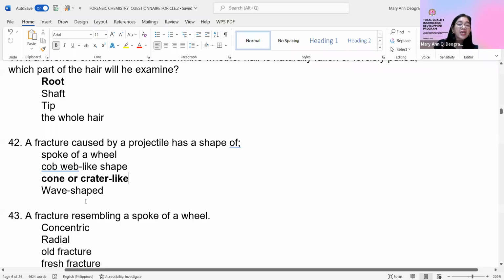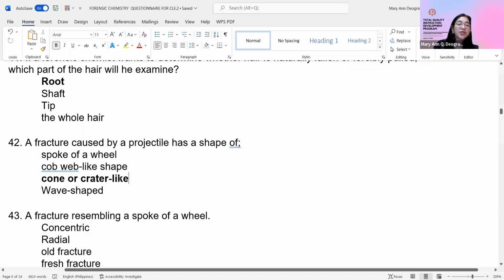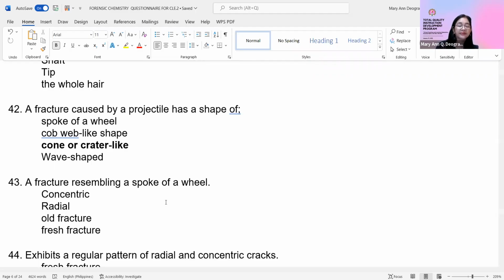The wave shape is for the natural causes of fracture. There are two causes of fractures on glass: the natural causes and the mechanical means. Fracture resembling a spoke of a wheel, like a spoke of a wheel. Is it concentric or the radial? Lengthwise. Yes, the radial.